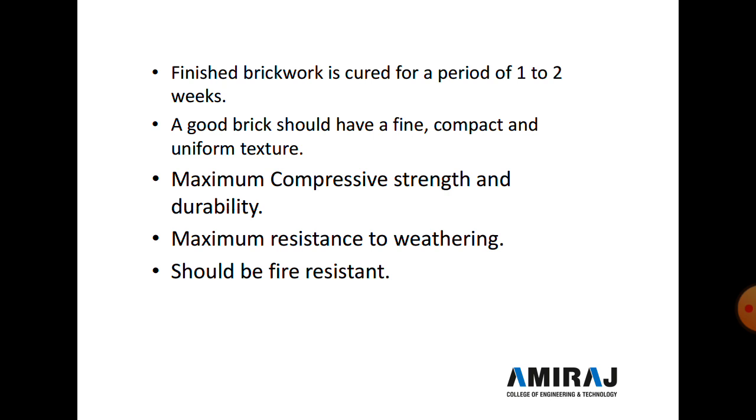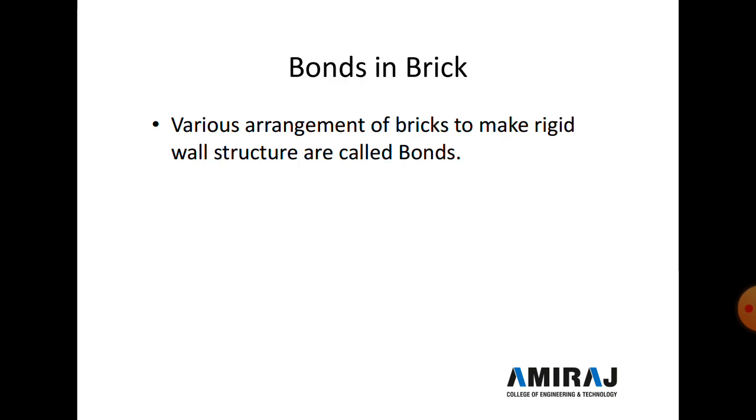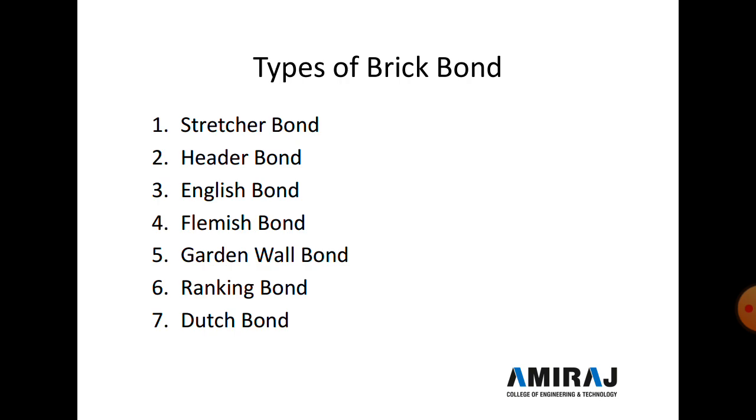Now we discuss the next topic, bond in brickwork. In the last slide we discussed what a bond is. Bond is the various arrangement of bricks to make a rigid wall structure. Here is the arrangement of bricks: we put bricks horizontally and vertically, joined with each other with mortar. This bond is one methodology to prepare a wall or brickwork structure.